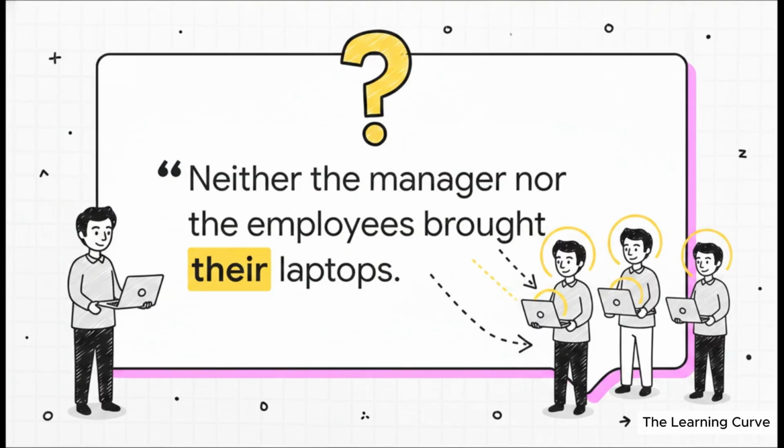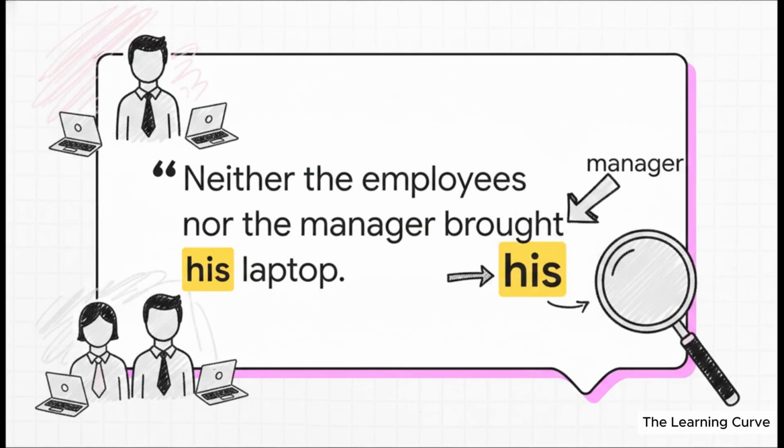Neither the manager nor the employees brought their laptops. We've got a singular manager and plural employees. Because the plural word employees is sitting right next to the pronoun, proximity dictates that we use the plural pronoun there. But watch what happens if we literally just flip the sentence structure around. Neither the employees nor the manager brought his laptop. See that? Because the singular word manager is now physically closer to the end of the clause, our tool shifts perfectly to the singular pronoun his. The whole rule relies entirely on proximity. Once you visualize it, it's actually surprisingly easy to remember.